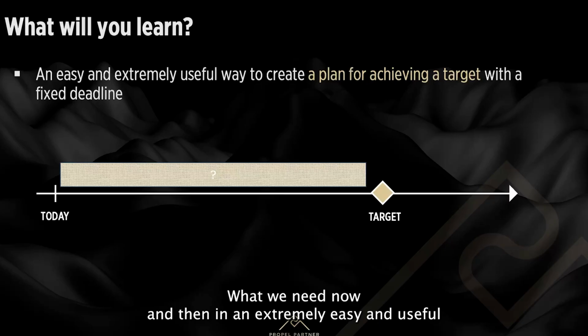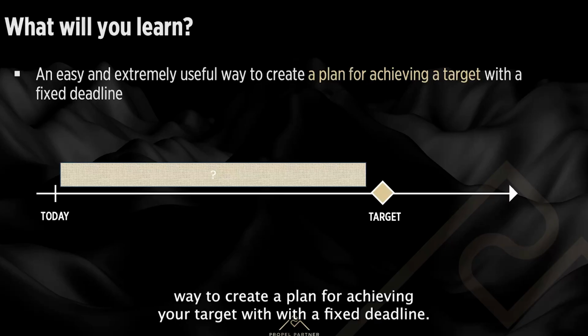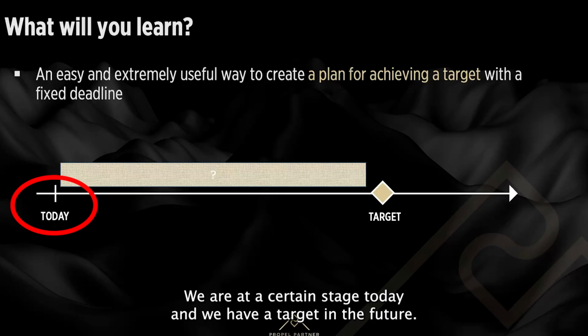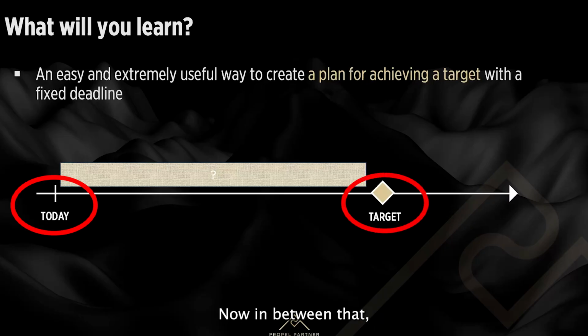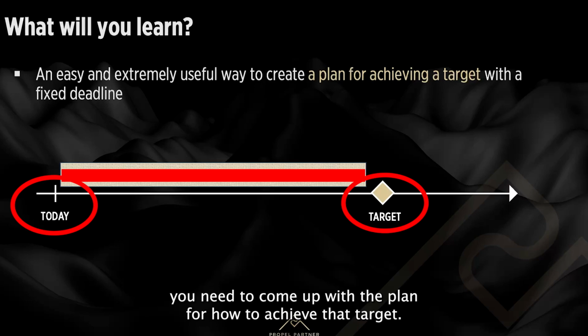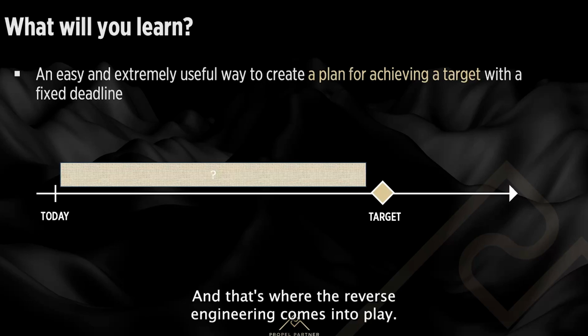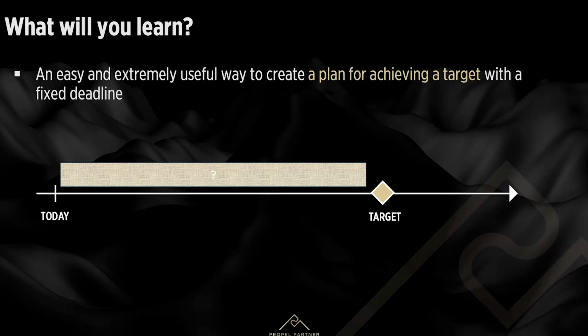What will you learn then? It's an extremely easy and useful way to create a plan for achieving a target with a fixed deadline. So if you look at the timeline here, we can see that we have a target at a certain date. We are at a certain stage today and we have a target in the future. In between that you need to come up with the plan for how to achieve that target. And that's where the reverse engineering comes into play.